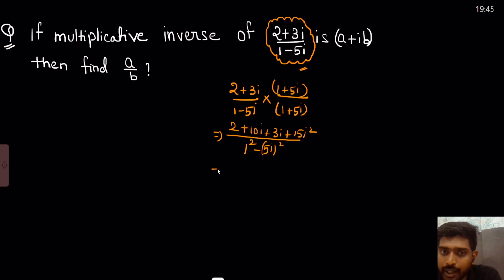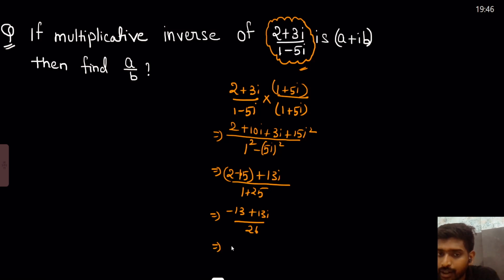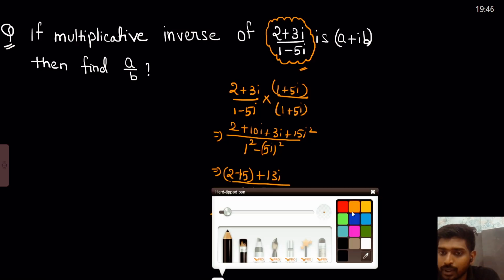Got it? So in denominator we will get 1 square, 1 square is equal to 1, and 5 square is equal to minus 25, minus of minus 25 plus 25. So finally we will get 1 plus 25 in denominator, and in numerator 15 iota square is minus 15, minus 15 plus 2. Here we will get 2 minus 15 plus 10 iota plus 3 iota, 13 iota. Now next, what is 2 minus 15? 2 minus 15 is minus 13 plus 13 iota divided by 26. So we will get here minus 1 by 2 plus 1 by 2 iota.